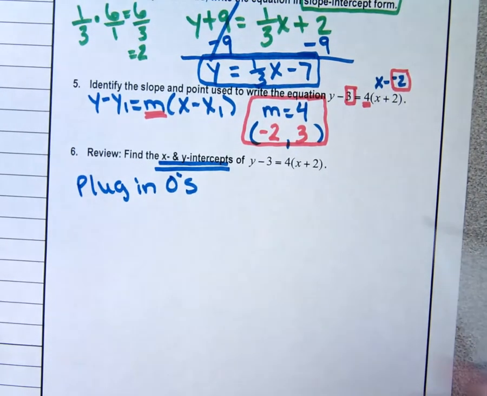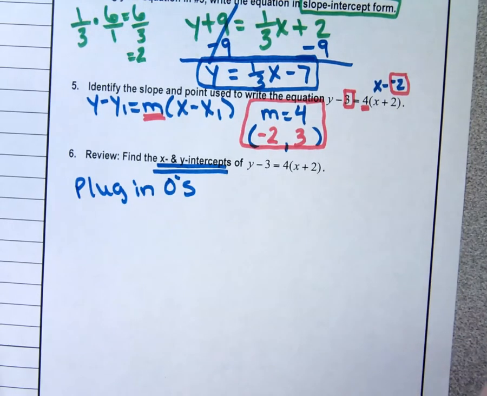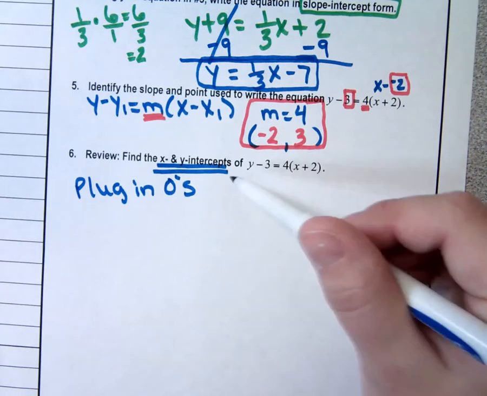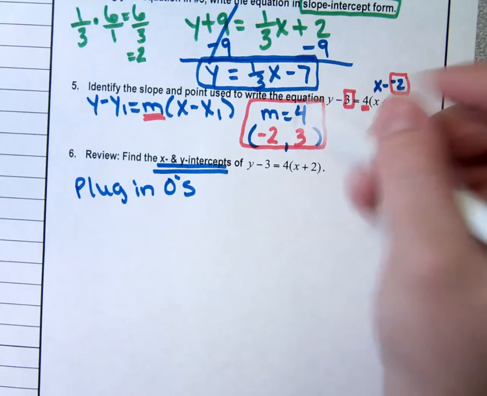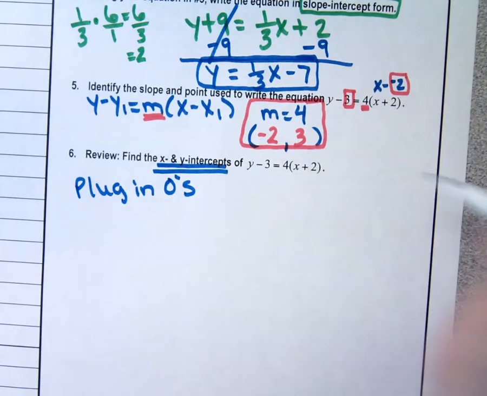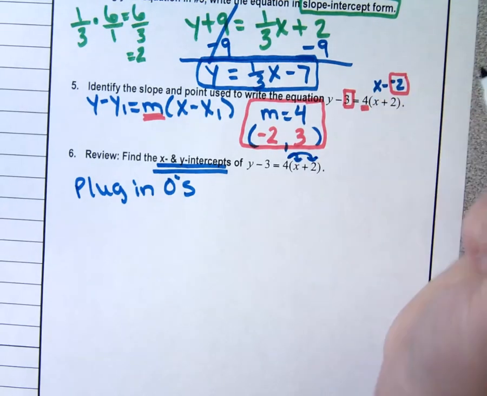Now, I could plug in zeros just the way it is right now. I have that option. Or I could convert this to slope-intercept form first and then do it. So you have choices. I don't know which one's really easier. Let's just practice putting this in slope-intercept form just to practice that skill, and then we'll go from there. So if I want to put this in slope-intercept form, what's the first thing I do? I distribute. I distribute that 4 so the parentheses will go away.